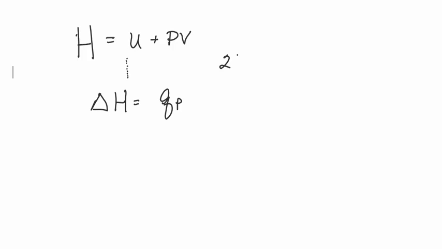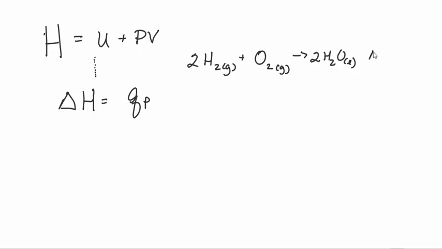For example, if I have 2 moles of hydrogen gas reacting with oxygen gas to form 2 moles of liquid water, then the delta H for this reaction would be shown as a value. Here it's negative 572 kilojoules. The negative sign indicates that this is an exothermic reaction. That means that heat is given off.